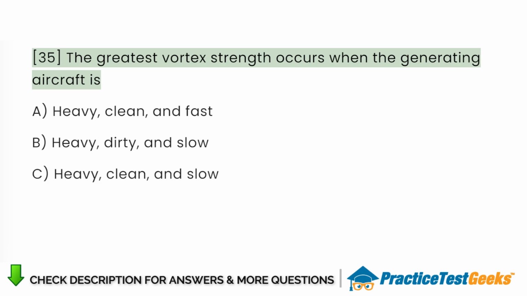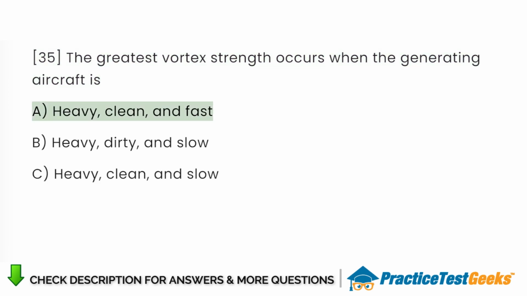The greatest vortex strength occurs when the generating aircraft is A. Heavy, clean, and fast. B. Heavy, dirty, and slow. C. Heavy, clean, and slow.